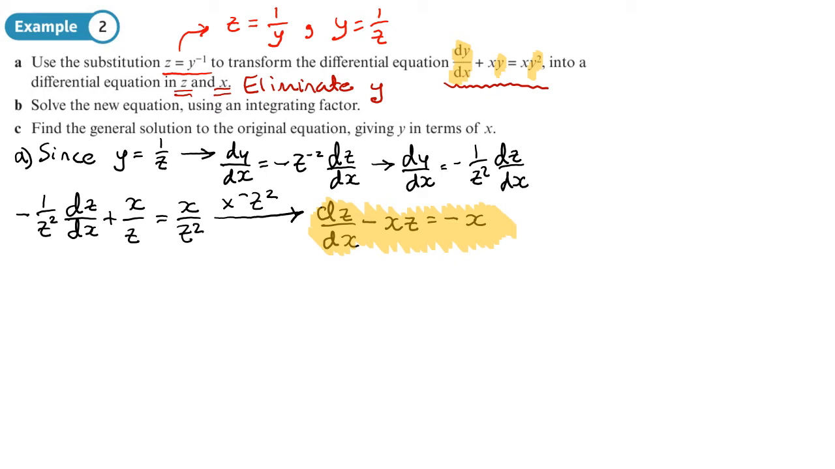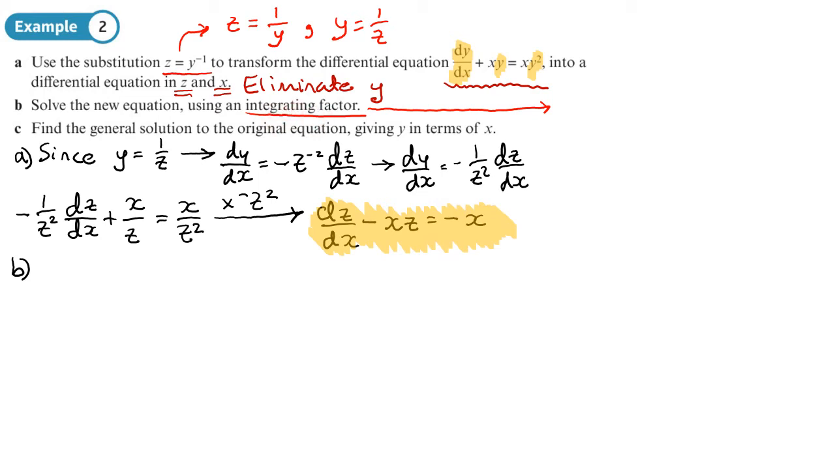Part B now asks us to solve the new equation using an integrating factor. So we're told specifically to use an integrating factor. Now this actually could be solved, this differential equation here, by separation of variables. We'll get the same answer, but we're specifically told to use this.